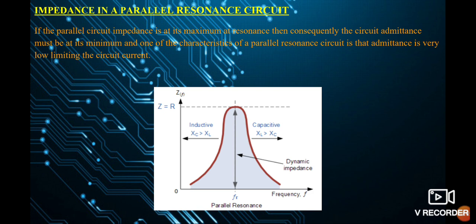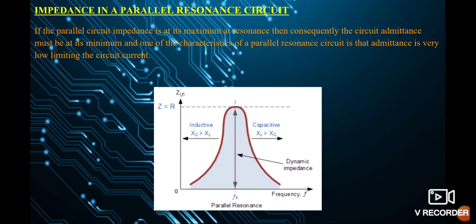Now next is the impedance in a parallel resonance circuit. If the parallel circuit impedance is at its maximum at resonance, then consequently the circuit admittance must be at its minimum, and one of the characteristics of a parallel resonance circuit is that admittance is very low, limiting the circuit current. In the given graph, we can see on the left hand side it has inductive property, and on the right hand side it has capacitive property.